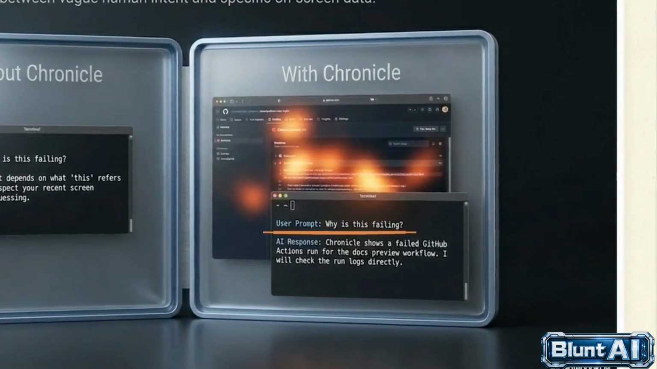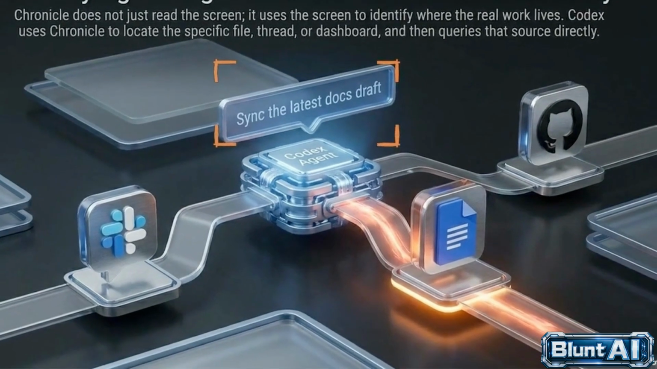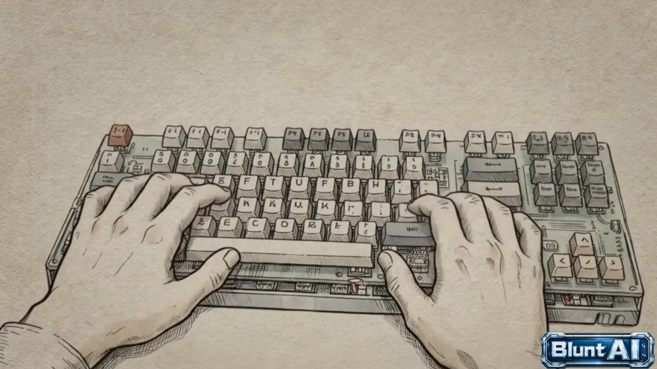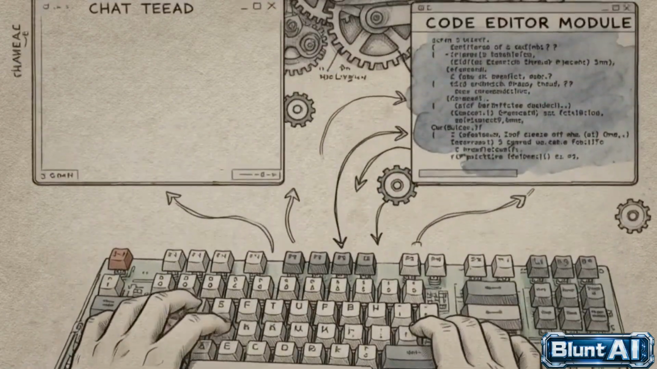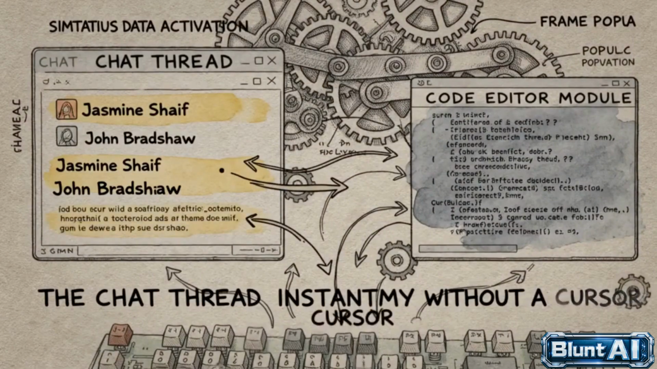A developer can ask a vague question like, "Why is this failing?" And the agent will use recent visual screen context to notice the failed GitHub actions ran in the background. The system identifies the correct external source you were just looking at. If you mention a latest draft, it locates the specific Google Doc or Slack thread you had open and pulls data from that source directly. It operates as an intelligent router, bridging your shorthand questions with the specific data points currently active on your desktop.